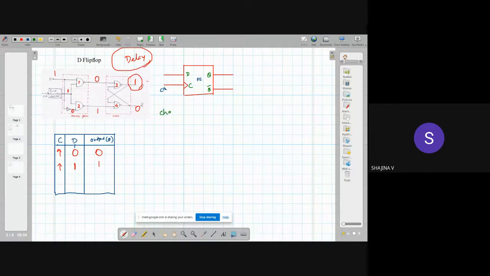So next we have to write the characteristic equation. Characteristic equation for this D flip-flop. For that we require a detailed truth table. Okay, characteristic equation means we have to express Qn plus 1, that is the next state, as a function of input and present state. So here our input is D and the present state is, we can say, Qn. So characteristic equation means we have to represent Qn plus 1, that is the expression for next state, as a function of input and present state.